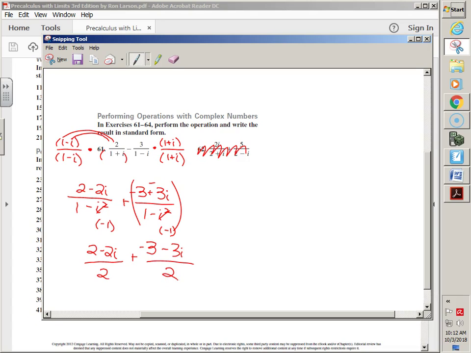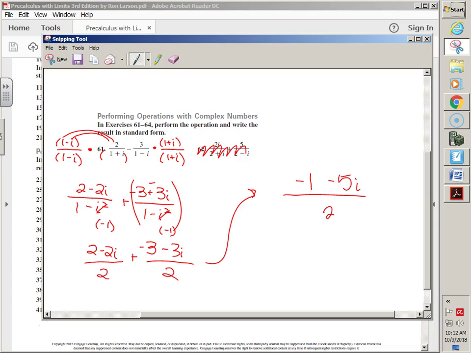You have a couple options. One is you can go dividing everything in each fraction by 2 right now, or you can combine your fractions since they have common denominators. That looks kind of easier to me. What do you guys think? Just combine? Because 2 minus 3 is a negative 1. Negative 2i minus 3i is negative 5i.